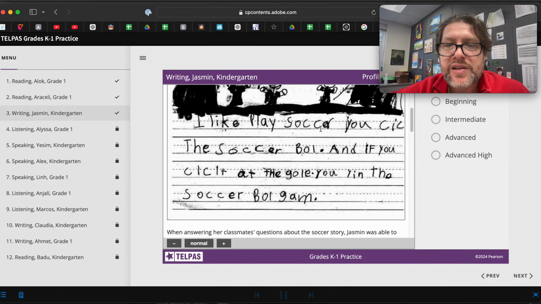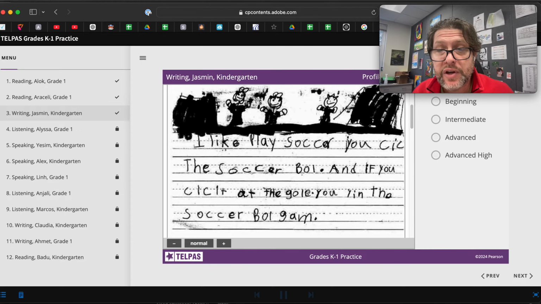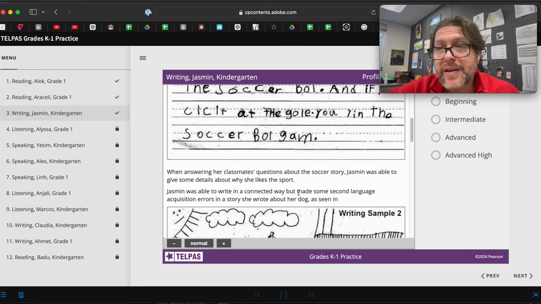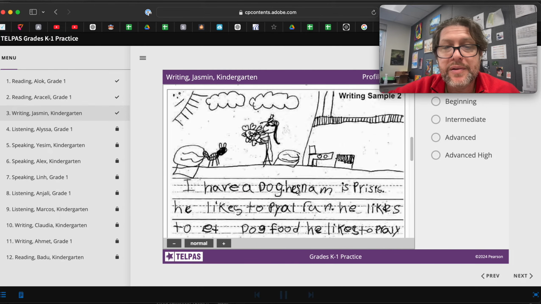"I like play soccer. You kick the soccer ball, and if you kick it at the goal, you win the soccer ball game." I need help reading kindergarten writing. Pretty good writing for a kindergartner. It's got complete thoughts, it's organized, it makes sense, but they still need some second language acquisition support, according to this. Now, I'm not a kindergarten teacher, but I think that's pretty good kindergarten writing.